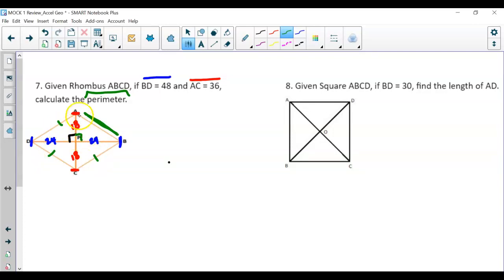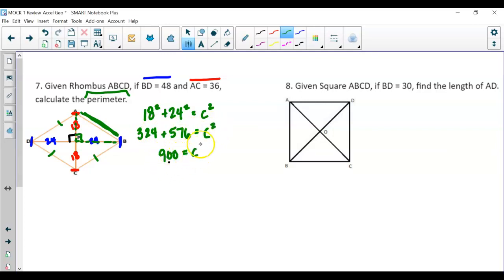So again here, that's how we're going to use the Pythagorean theorem. I've got 18 squared plus 24 squared is equal to c squared. And then solving for c. So here we've got 324 plus 576, which gives you 900.